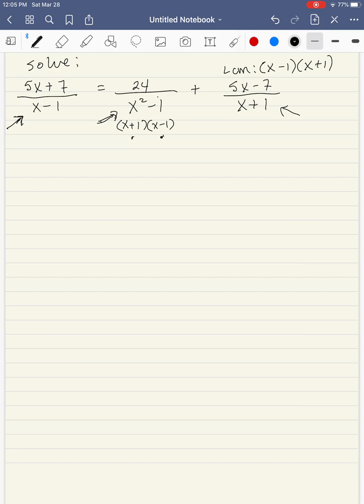We look back at our LCM. Do we already have an x minus 1? And yes, we do. So we don't need to add another one. Then we move to the third term, and we have x plus 1, which we already have, so we don't need to add another one. So our LCM is x minus 1 times x plus 1.